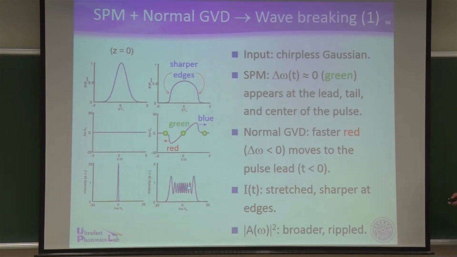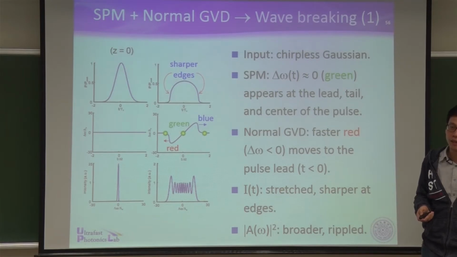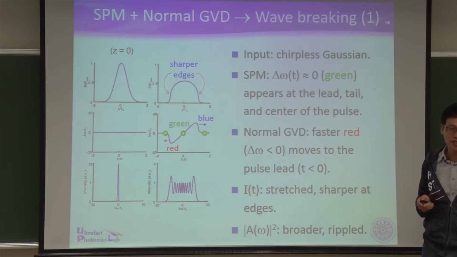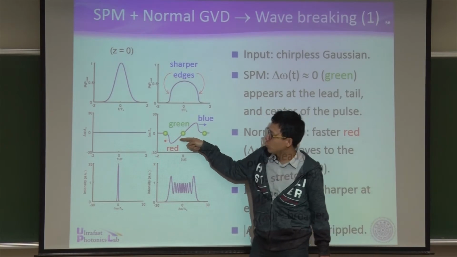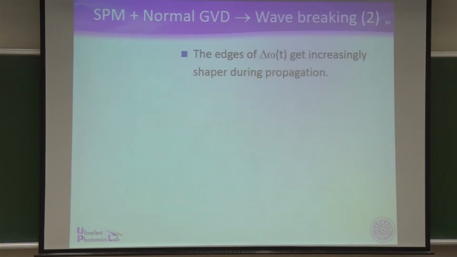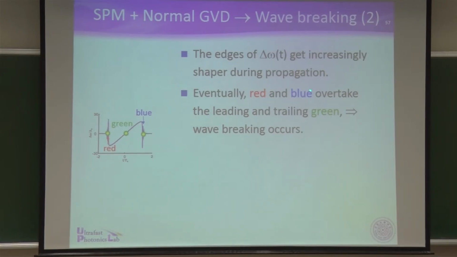And in the frequency domain, you will see something like this. Broader spectrum due to SPM, and the rippled spectrum, again, due to SPM. Okay. And if this feature continues, what would happen eventually? 这个红的会越跑越左，蓝的越跑越右，那最后会怎样？Okay. The edges of the frequency shift function get increasingly sharper and sharper during propagation, right? So eventually, the red and the blue will overtake the leading and the trailing green like this.